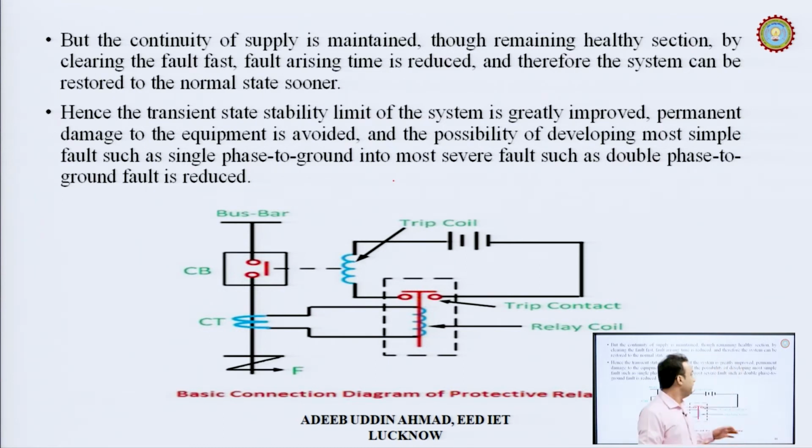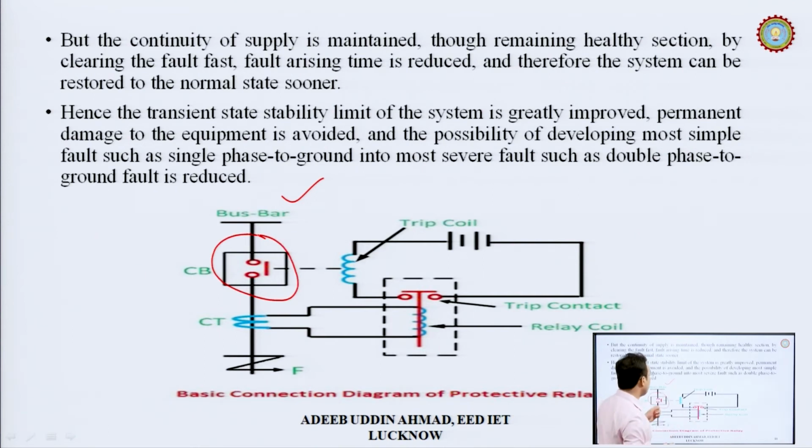Now, we can understand the basic relaying procedure through this figure. This is basically a fundamental circuit diagram to understand how a relay works. We have some bus bar, this is a bus bar, and this bus bar has a circuit breaker. The circuit breaker is responsible to connect or disconnect. We have some continuous bus bar.